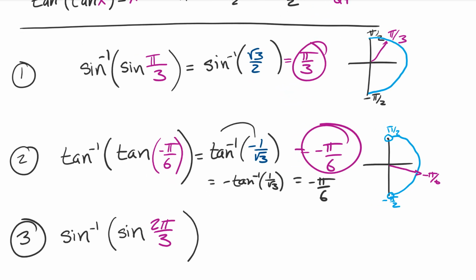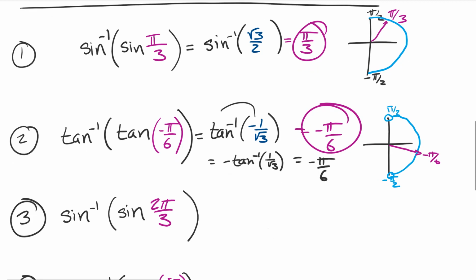Now let's go to this one. Sine inverse of sine of 2 pi over 3. Before we even start, 2 pi over 3 is not between negative pi over 2 and pi over 2. All right, from up here, let me just drop that one.